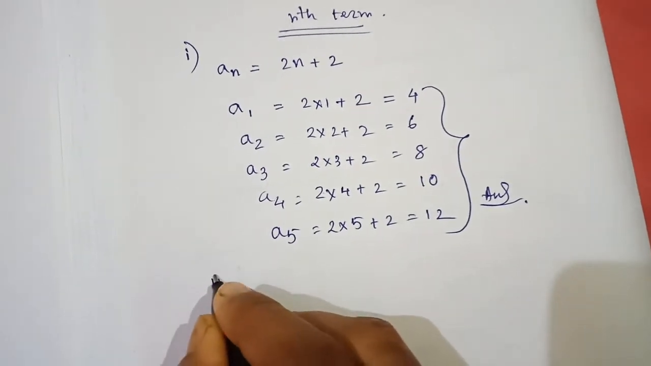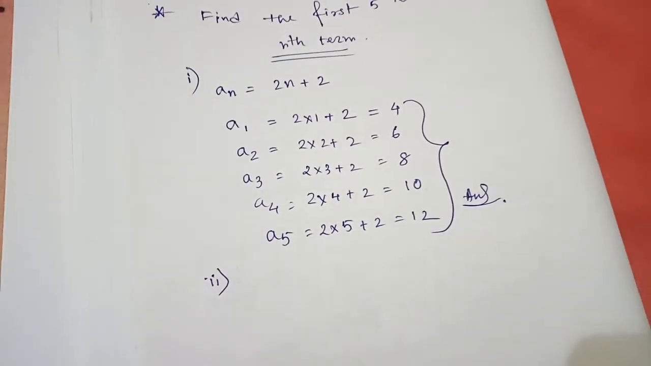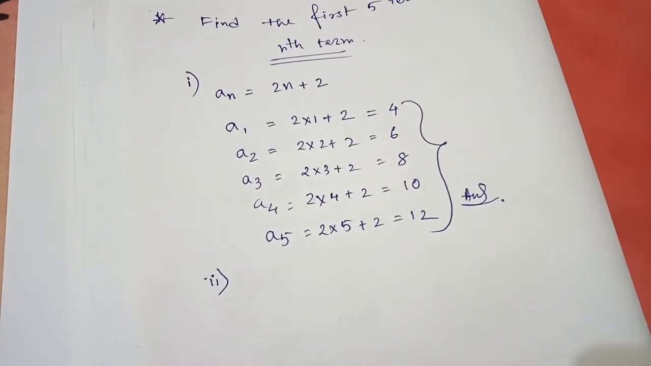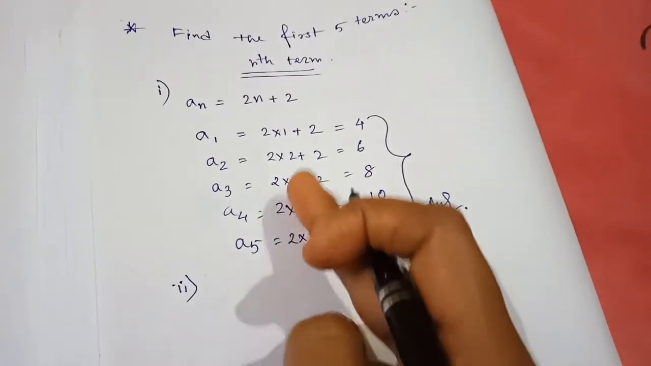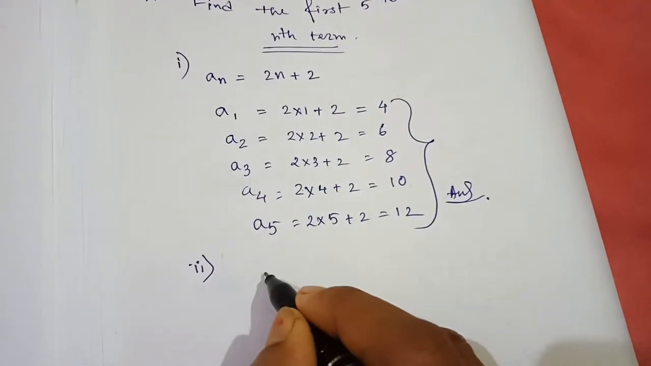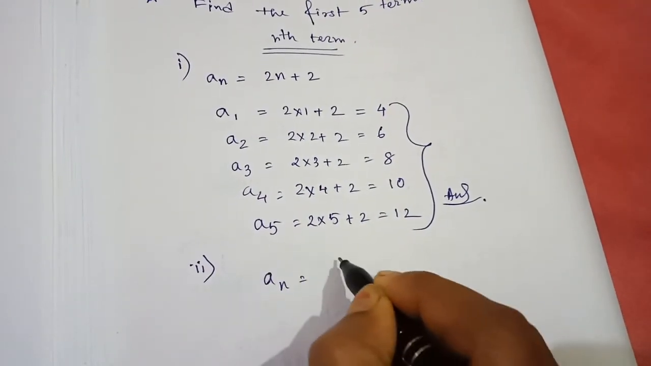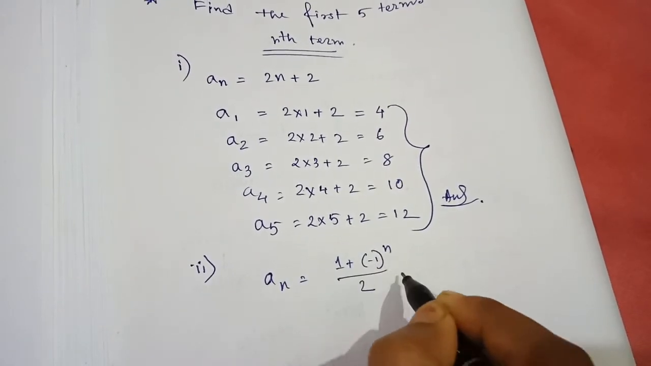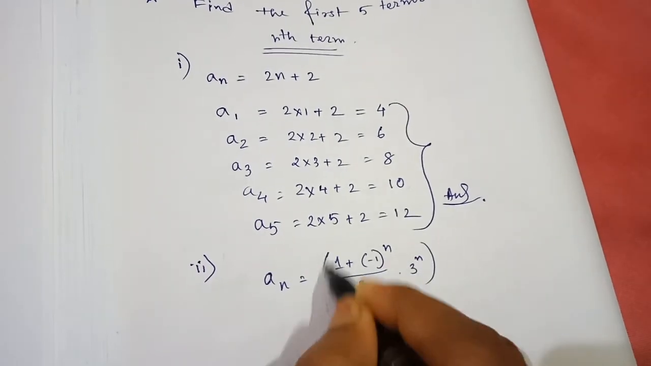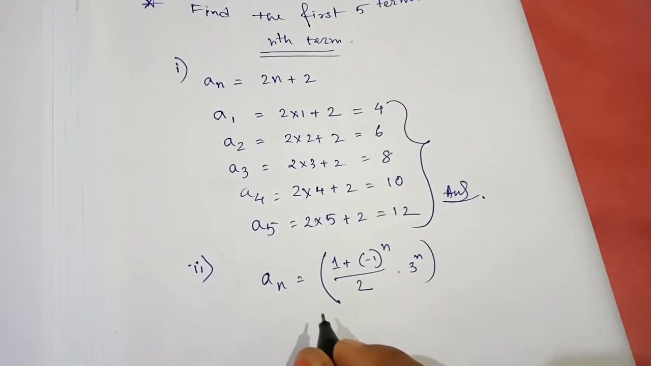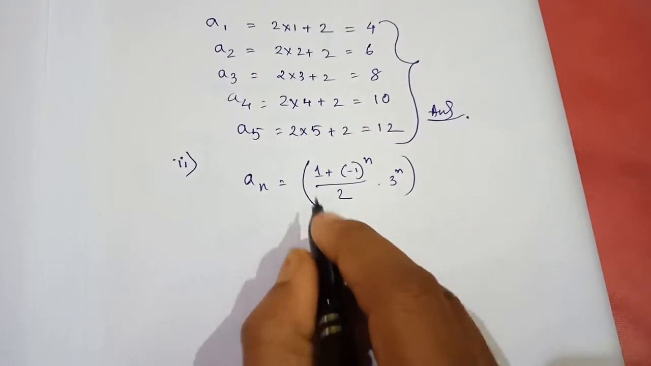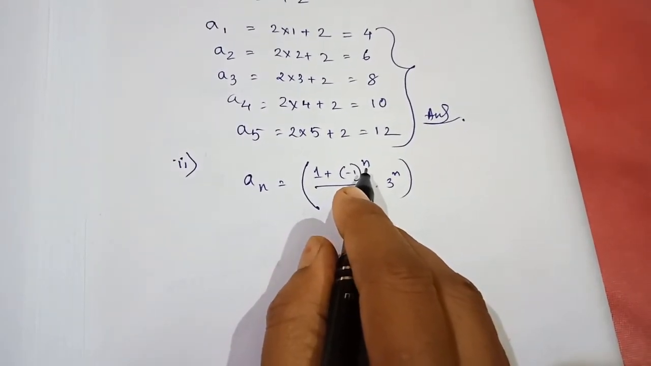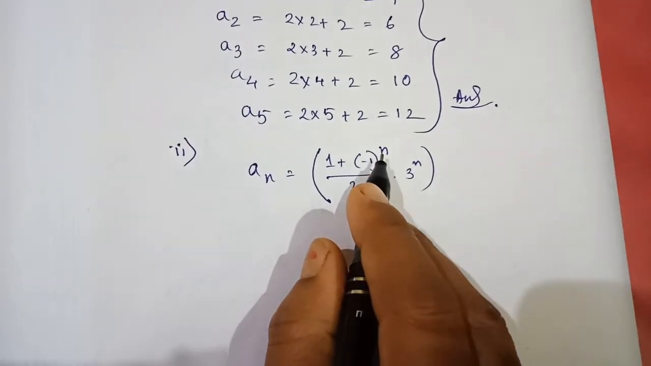Now the second question that I want to give is a little bit different, not this type of simple one. This is an equals to 1 plus minus 1 to the power n divided by 2 into 3 to the power n. This is the whole term, but the process is the same. You have to put n equals to 1, 2, 3, 4 and so on in this place.